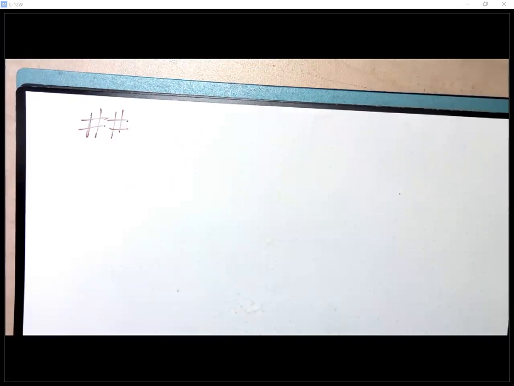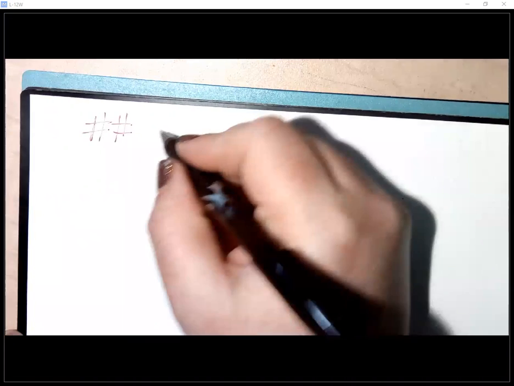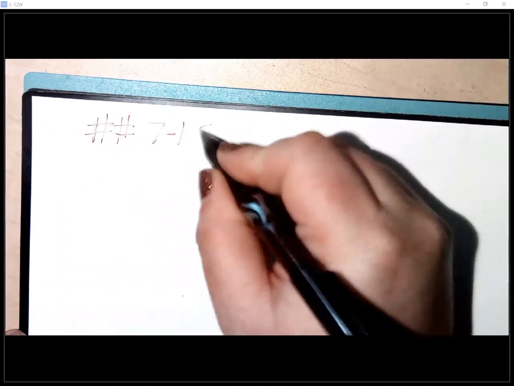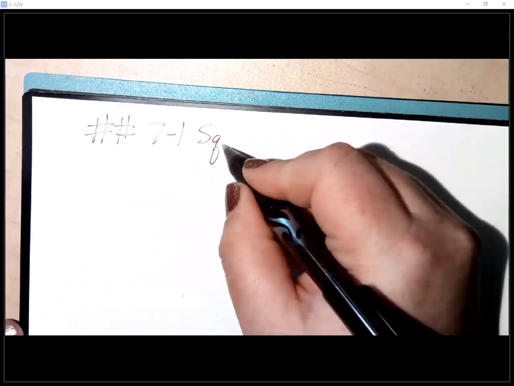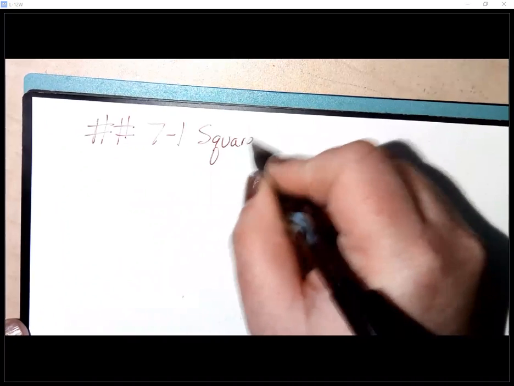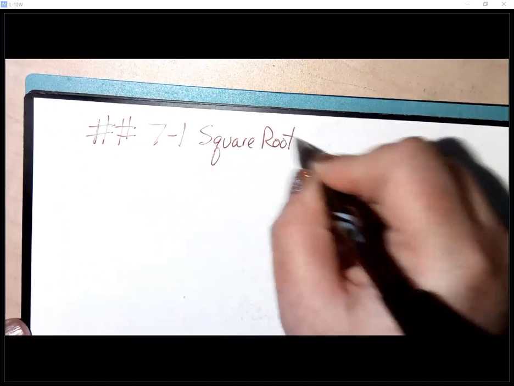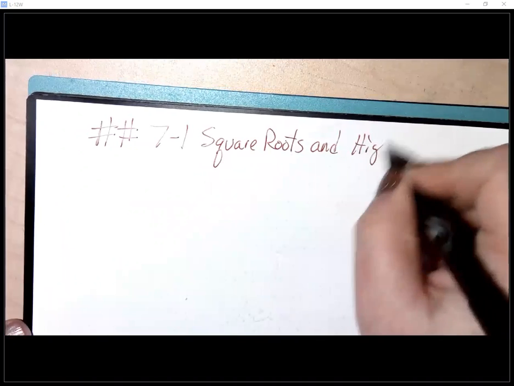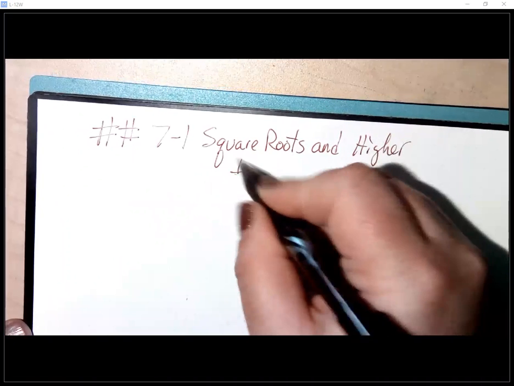So I know this is now unit 5, but this was chapter 7 in the book and everything is already titled chapter 7, so I'm going to just stick with it. So this is going to be 7-1. Square roots and higher index roots. What even is that? Don't worry, I'll tell you.